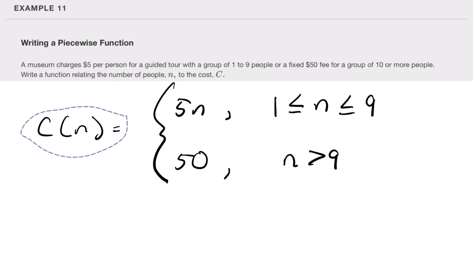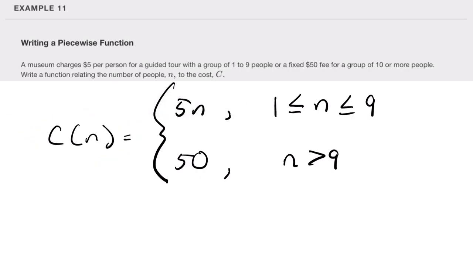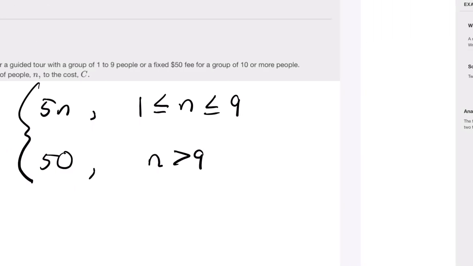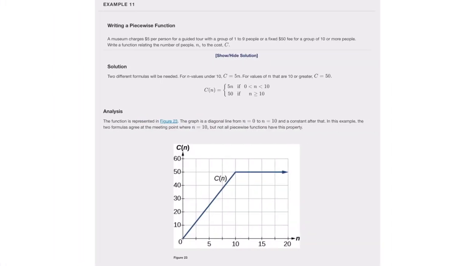Five n if n is, okay, they did 0 to 10. We did greater than or equal to 1 and less than or equal to 9. That's fine. And then if n is greater than or equal to 10, that's fine.